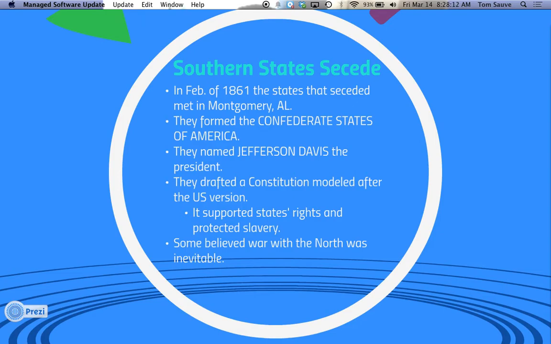But along with naming Davis president, the convention drafted a constitution. And the Confederate Constitution was modeled on the U.S. Constitution, but there were a few important differences. For example, the Confederate Constitution supported state rights, and it also protected slavery in the Confederacy, including any territories they may acquire. So having formed its government, the Confederate States made plans to defend their separation from the Union.